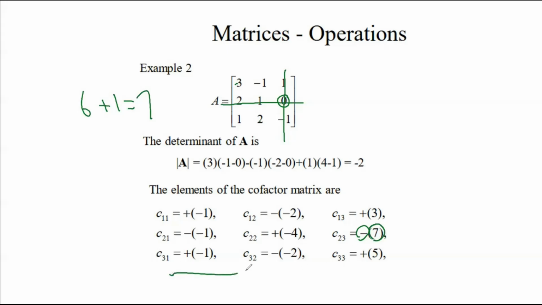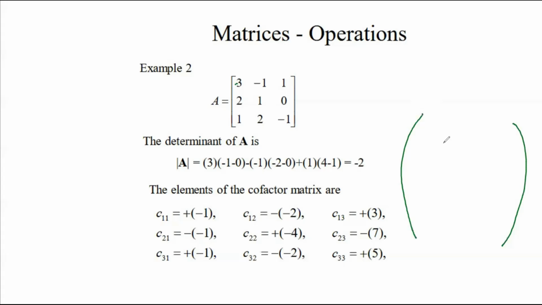And you repeat the same thing for each element here. When you take all those together, you take all the cofactors, and the cofactor matrix will look like this: minus 1, 2, 3, 1, minus 4, minus 7, minus 1, 2, 5. So that's your cofactor matrix.